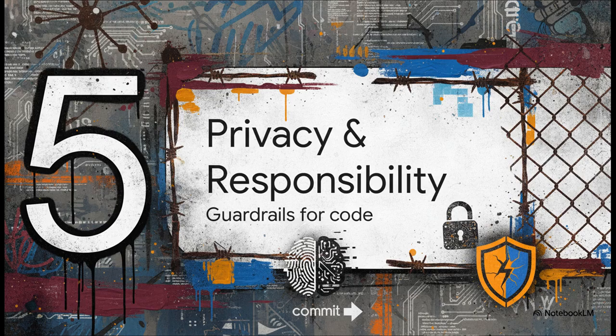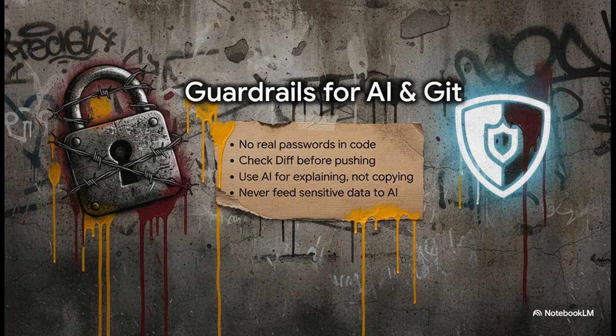Section 5. Privacy and responsibility. Guardrails for your code. Once you start mixing Git, artificial intelligence, and your actual project data, the real-world consequences get serious fast. So here are your non-negotiable guardrails. Number 1, no real passwords or API keys in your code, ever. Remember, Git's memory is permanent, and automated bots will scrape public repositories for leaked keys in seconds.